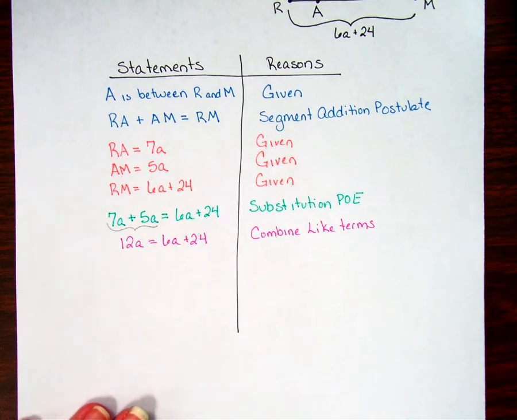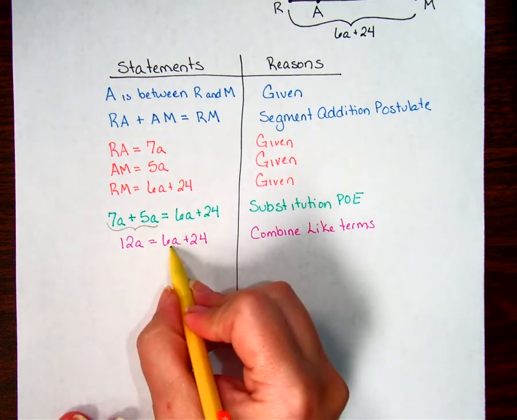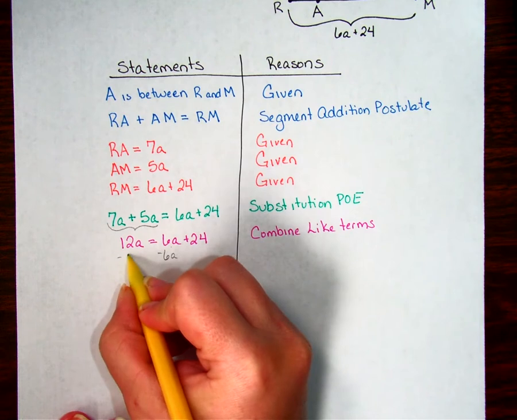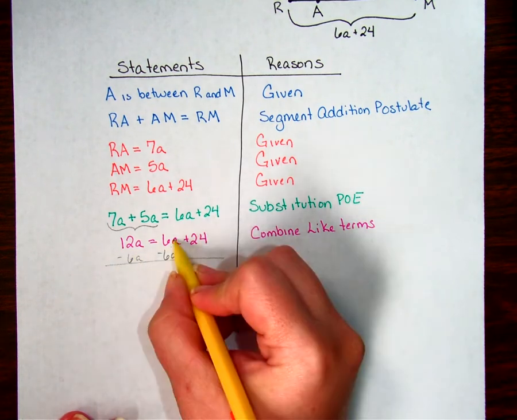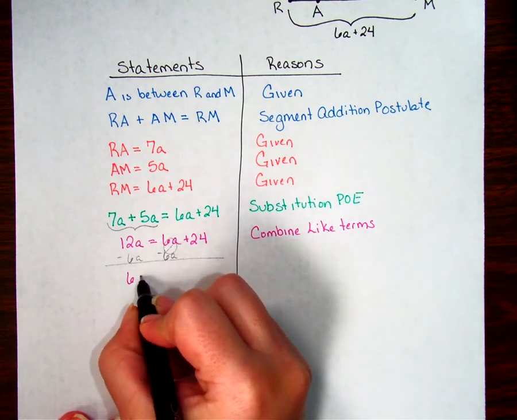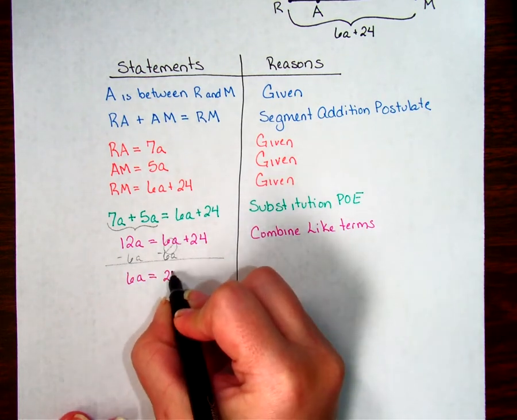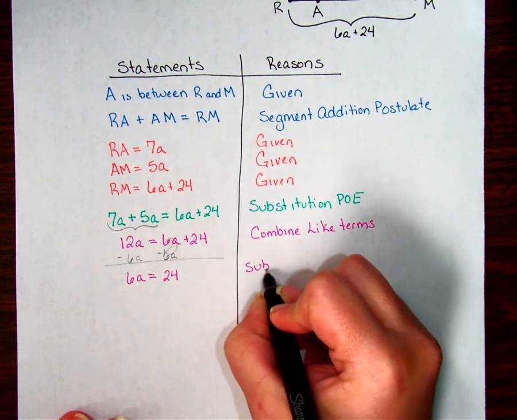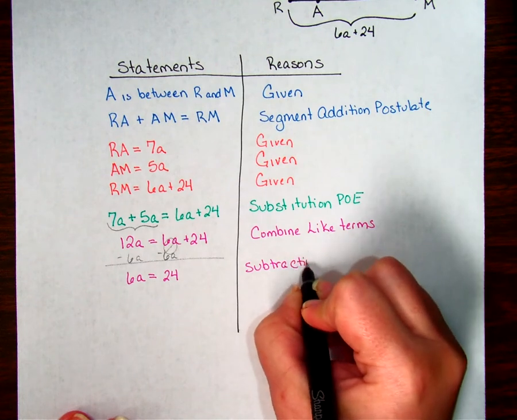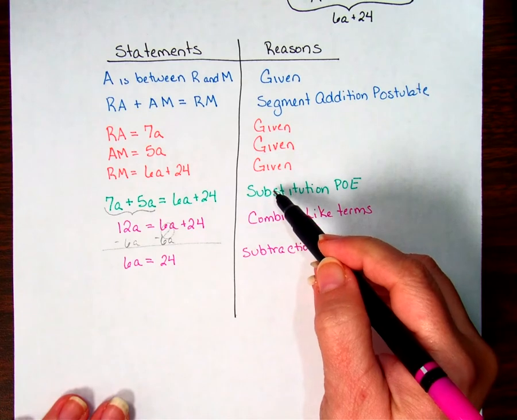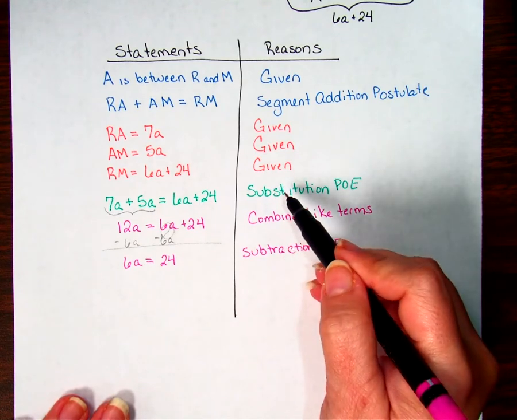Okay, so now I want to get all my a's together. So I'm going to move this 6a to the other side by subtracting it. Move my smaller variable. So 12a minus 6a is 6a equals 24. And we subtracted on both sides, so that's my subtraction property of equality. And remember, if you're abbreviating, you have to get me at least to the ST for substitution and the TR for subtraction.